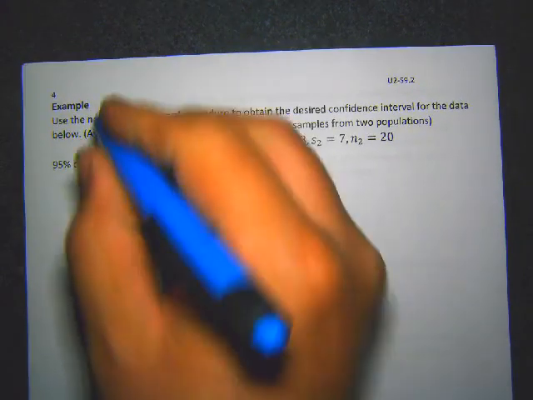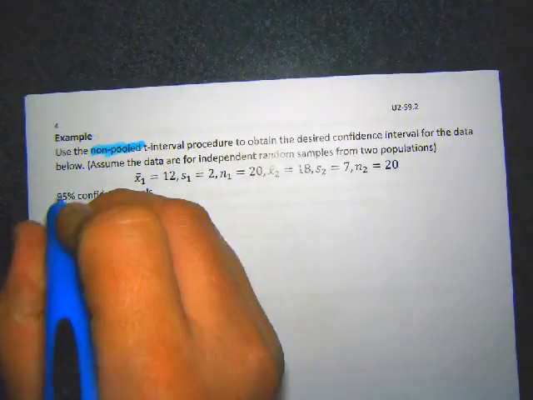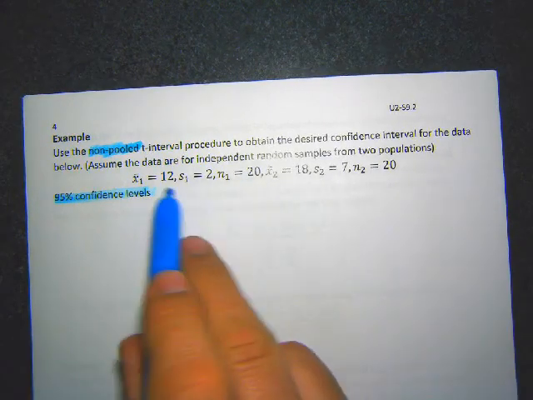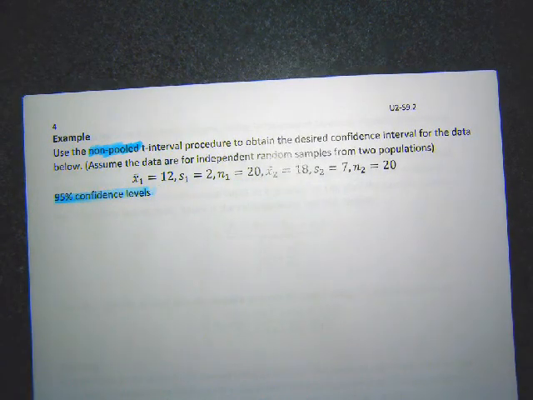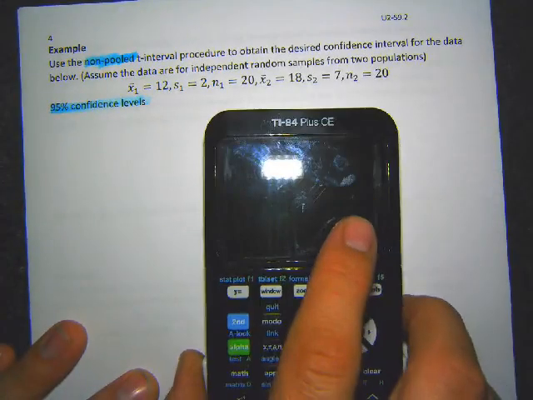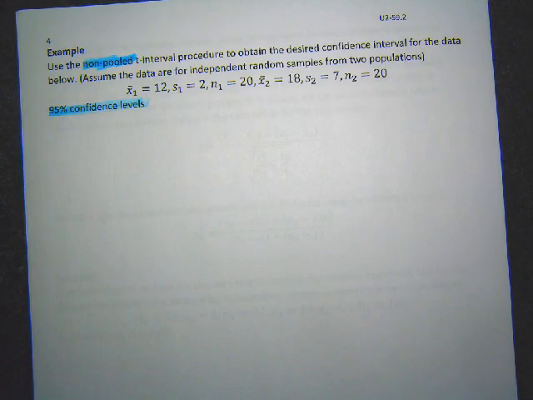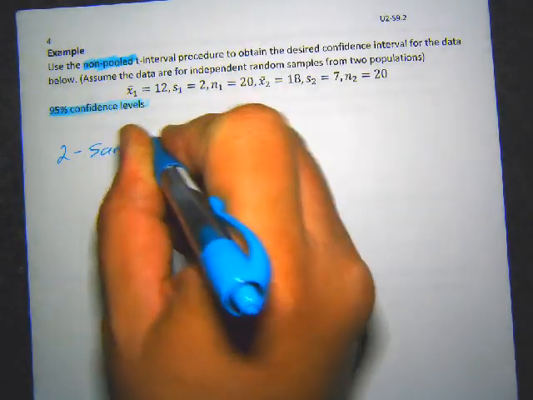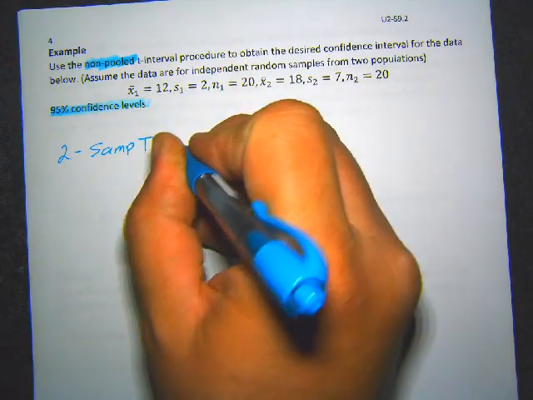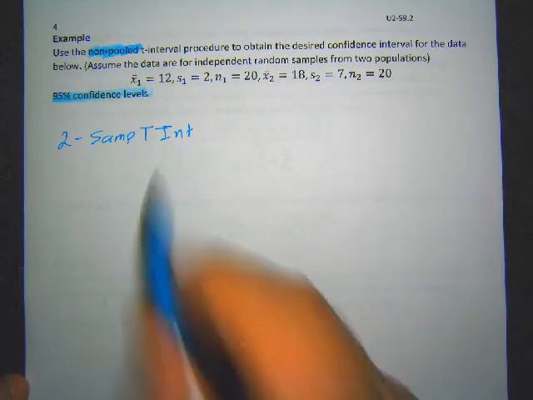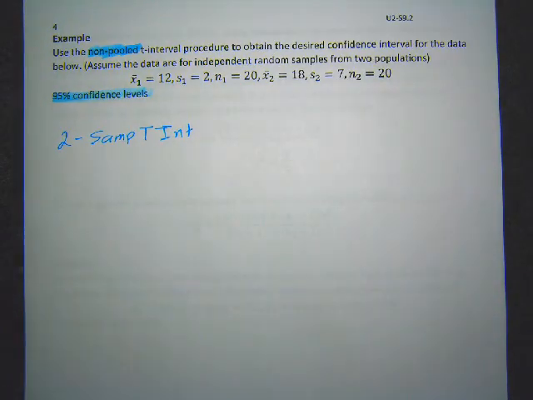They'll mention that it's non-pooled. Watch for that. They'll tell us the confidence level, and give us the information down here, the sample means and sample standard deviations. And this is the same set of data, just so we don't have to retype it all in. So we're going to do a confidence interval. To do the test, we're going to do a 2-SAMP T interval. And of course, the difference here is we're not doing a hypothesis test, we're doing a confidence interval. So that's why it's interval, not test.